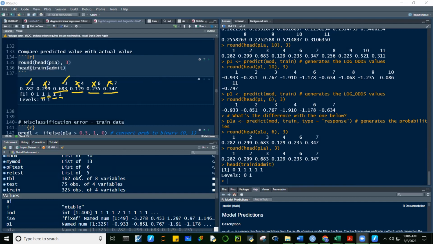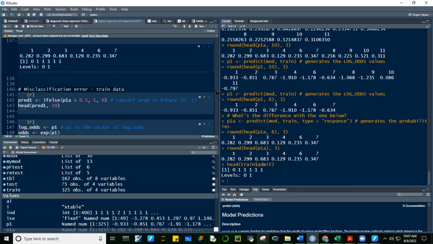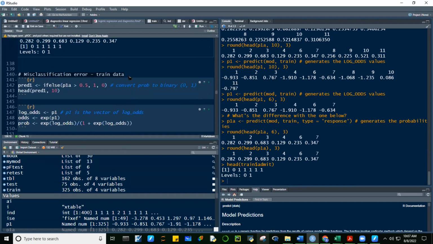Of course, there are 375 in all, and 325 in the training set. So we can generate all of them to see how many are right and how many are wrong. Let me clear this first. Okay, let's proceed. We will now create what we call a table. Let's call it pred1, using our if else function.